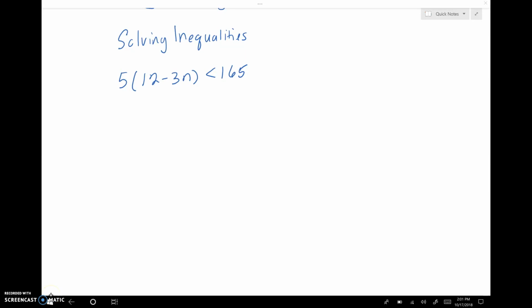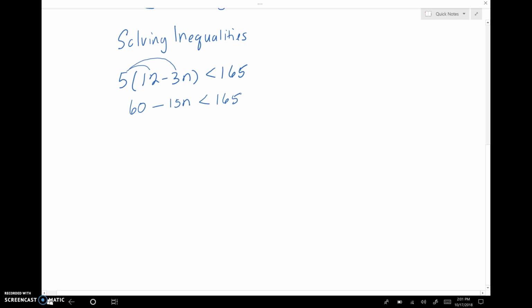What we're going to do today is solve the following linear inequality. We're going to start off by using the distributive property, and we're going to multiply 5 times 12, and we're going to multiply 5 times 3. We have 5 times 12, which is 60, minus 15n is less than 165.